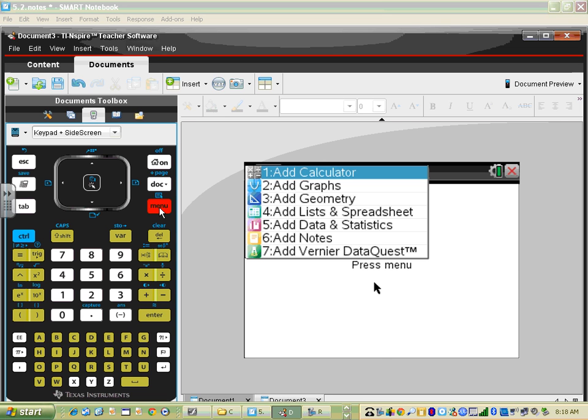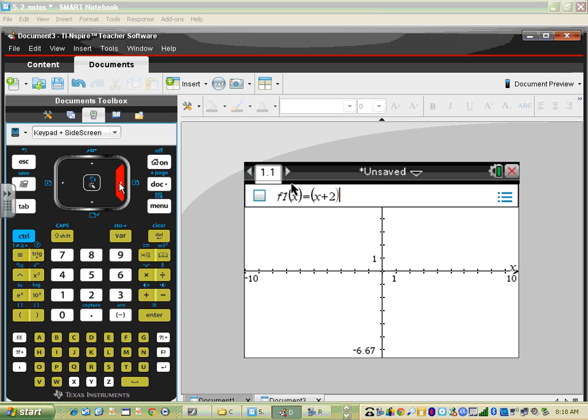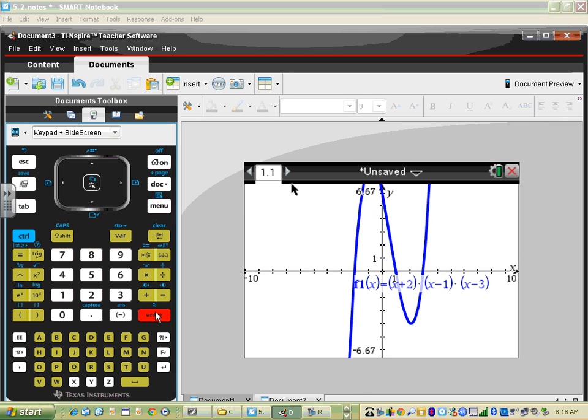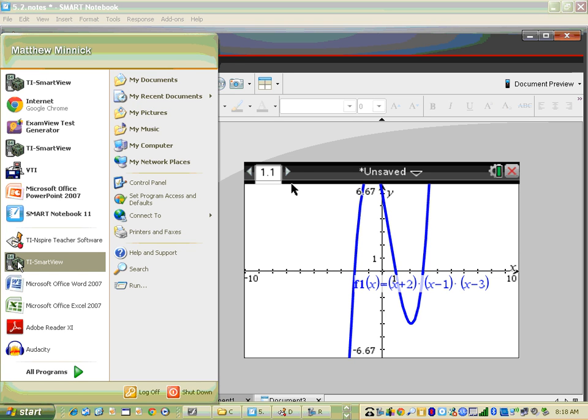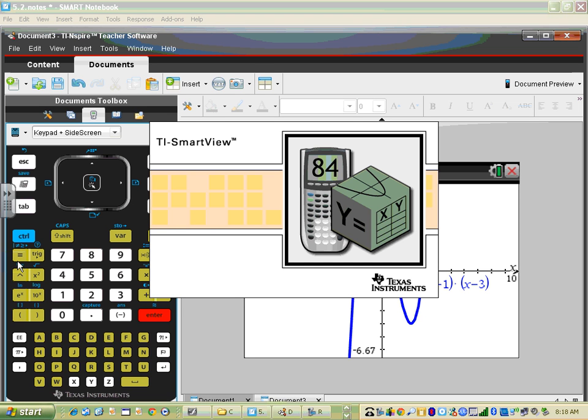So from a menu screen, I want to add graphs. And I'm going to put that function in factored form. So the quantity x plus 2, arrow over, the quantity x minus 1, and the quantity of x minus 3. Now, are any of you using a TI-83 or 84? I'll bring that calculator up because we'll have to do that on that one too. Both calculators will do the same stuff. It's just a different way of getting there. It's kind of like driving a stick and driving an auto.